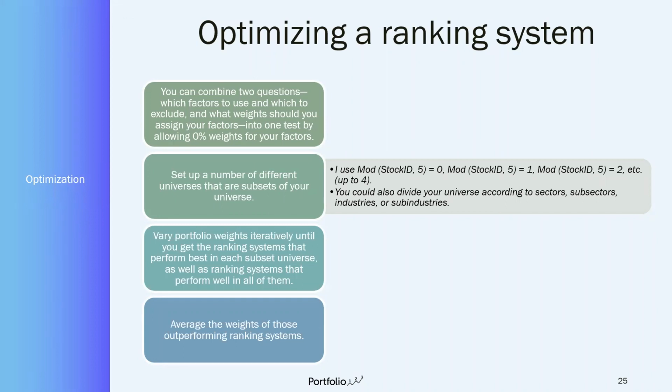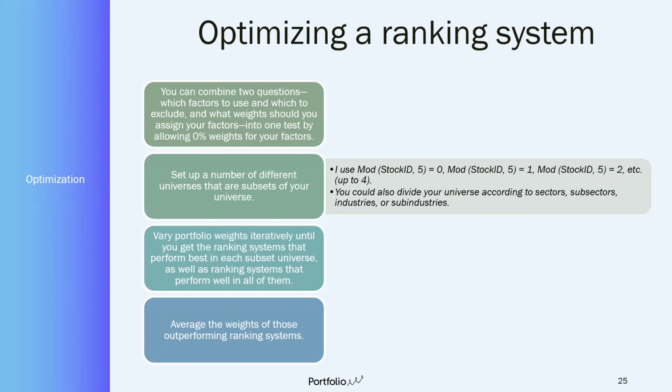And set up a number of different universes that are subsets of your universe. So I use the command mod stock ID, 5 equals 0, mod stock ID 5 equals 1, and so on to set up 5 different universes. You could also divide your universe according to sectors, subsectors, industries, or sub-industries. There may be other ways to divide your universe. You may want to divide your universe according to size, market caps.